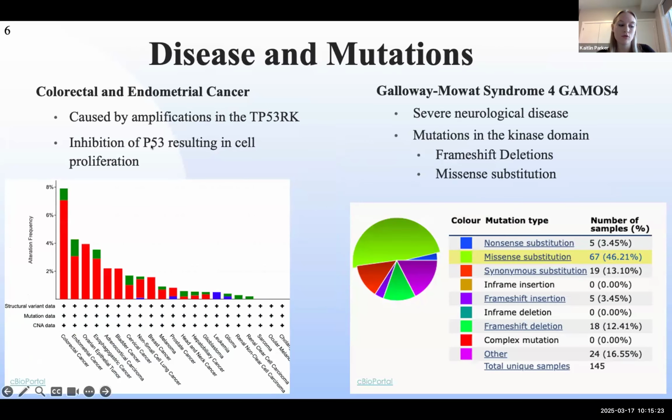So the health implications: most frequently occurring cancers are colorectal and endometrial cancers due to amplifications in the red, and the green shows the mutations. TP53RK inhibition results in the inhibition of p53, causing cell survival and proliferation. There's point mutations on residue 42 from a G to a D and residue 81 from a T to an R. The changes eliminate interactions with the kinase binding protein, resulting in Galloway-Mowat syndrome, which is a severe renal neurological disease with many developmental delays and seizures. There's no treatments for it, and symptoms are managed.